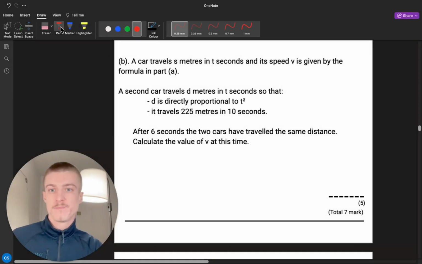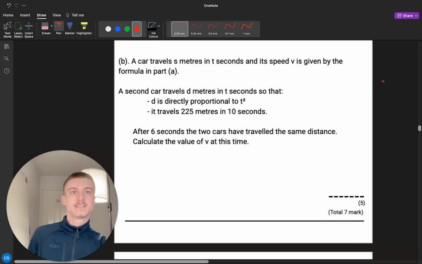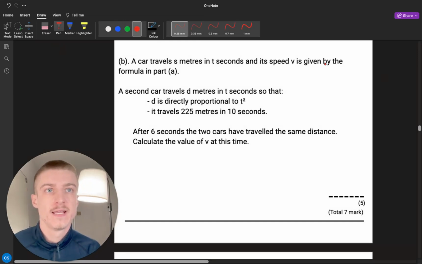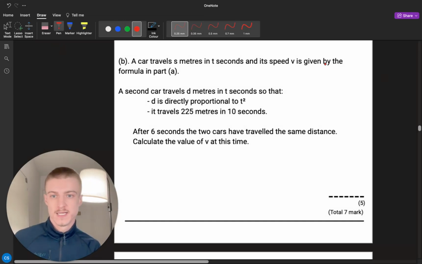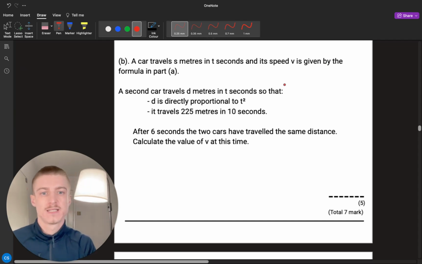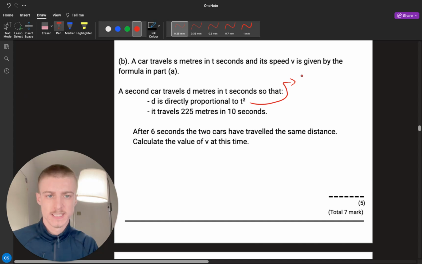Okay, part B. A car travels s meters in t seconds, and its speed v is given by the formula in part A. And a second car travels d meters in t seconds, so that d is directly proportional to t squared, and it travels 225 meters in 10 seconds. So what is that telling us? Well, d is directly proportional to t squared.